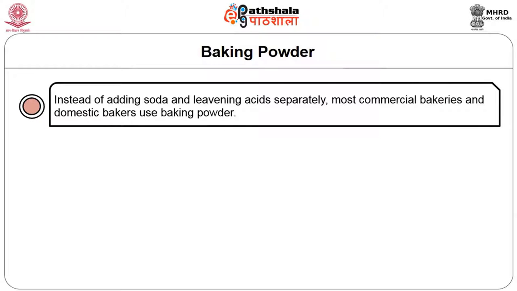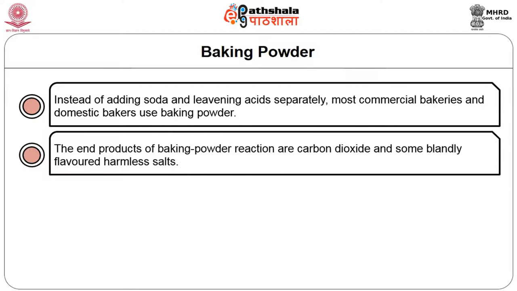Instead of adding soda and leavening acid separately, most commercial bakeries and domestic bakers use baking powder, a mixture of soda and acids in appropriate amounts and with such added diluents as starch, simplifying measuring and improving stability. The end products of baking powder reactions are carbon dioxide and some blandly flavored harmless salts. All baking powders meeting basic standards have virtually identical amounts of available carbon dioxide, differing only in reaction time.